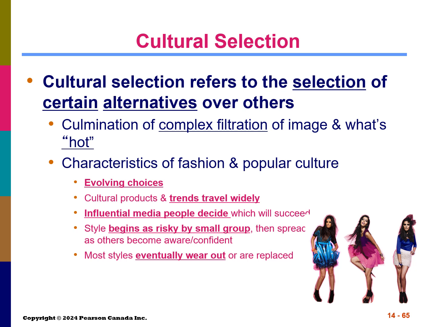Influential people are often involved in deciding what will succeed, like retail buyers and book publishers, for example. Styles are often first adopted by smaller groups who are willing to take some risk, then spread as others become aware and more confident. And most styles eventually wear out or are replaced with something new.